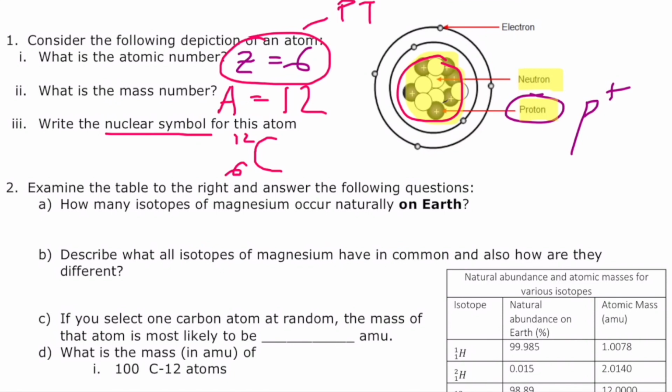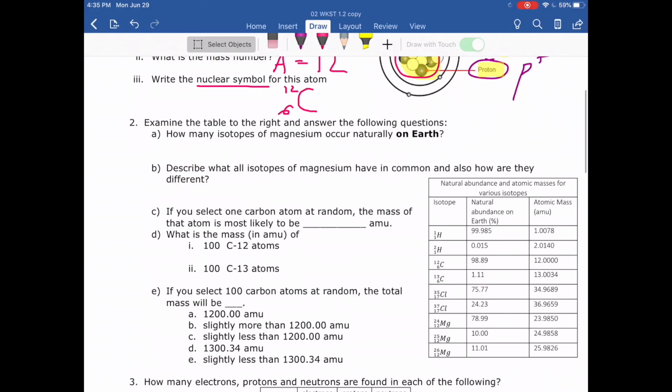Next problem. Examine the table to the right and answer the following questions. How many isotopes of magnesium occur naturally on Earth? I just need to go to the table and I say that I have 1, 2, and 3 isotopes of magnesium. So the answer here is 3.